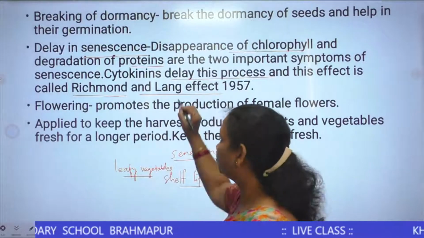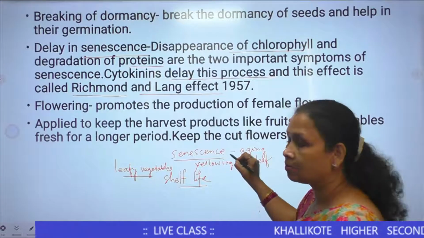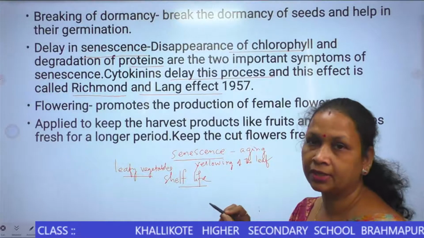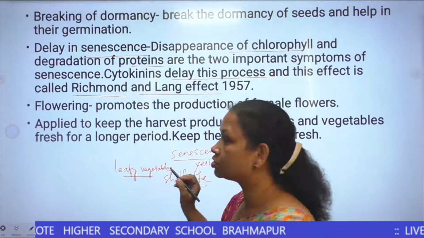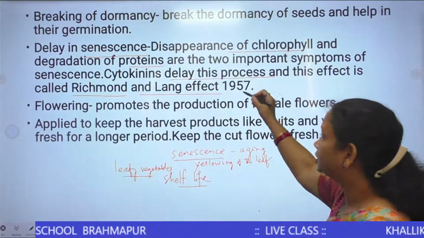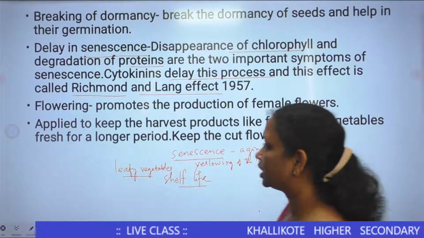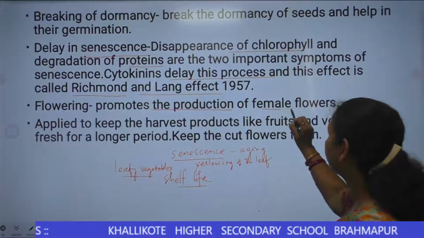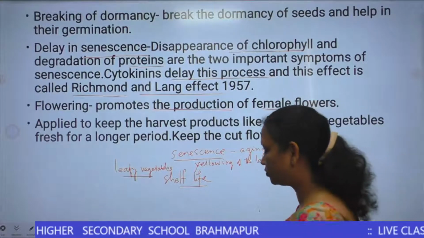So, when leafy vegetables like spinach or other leafy vegetables are used, you can increase the shelf life or the storing period of the leafy vegetable by reducing or avoiding the process of senescence through application of cytokinin. So, cytokinins are applied to leafy vegetables, the green vegetables, to reduce the process of senescence. So, that is the Richmond and Lang effect.